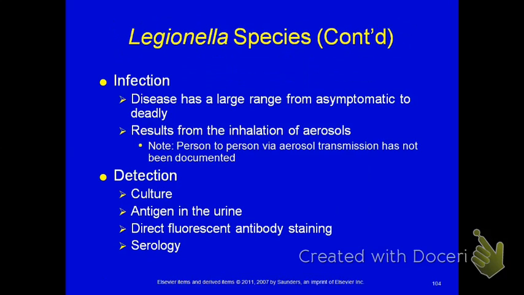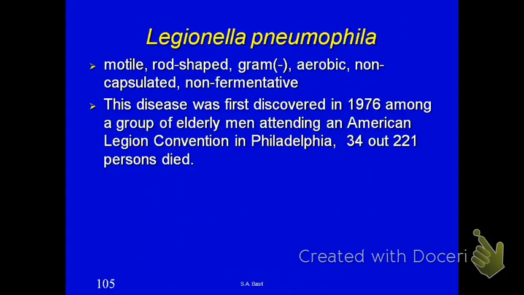To detect it, you could culture it. You could use the BCYE; later on, I will show you the picture of that. Or direct fluorescent assay by detecting antigen in the urine. Or you can use fluorescent antibody staining or a serological test. Legionella pneumophila is a motile, rod-shaped, gram-negative, aerobic, non-encapsulated, non-fermentative organism.